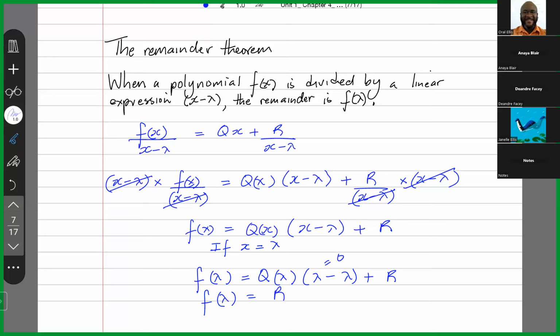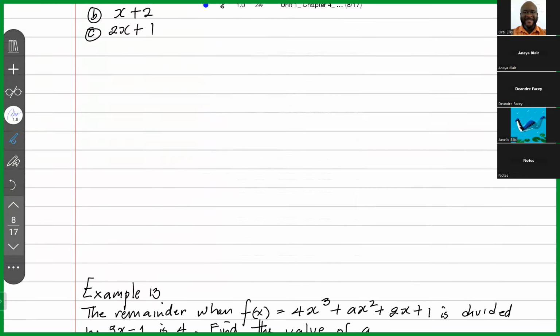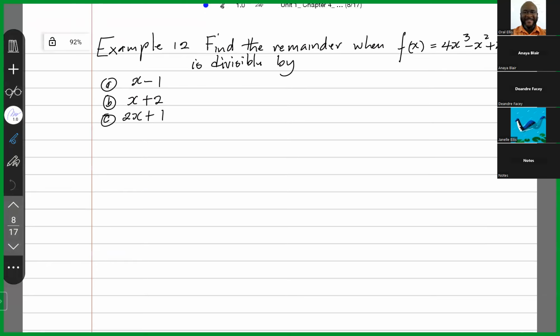So this essentially is sort of like a little proof for the remainder theorem, that if I divide a polynomial f of x by a linear expression x minus lambda, the remainder is f of lambda. And we just showed it to be true. All right, let's just see this in action. Don't worry about writing this off just now. You can write it off when I send it to you later. Let's try and see it in action before the class ends.